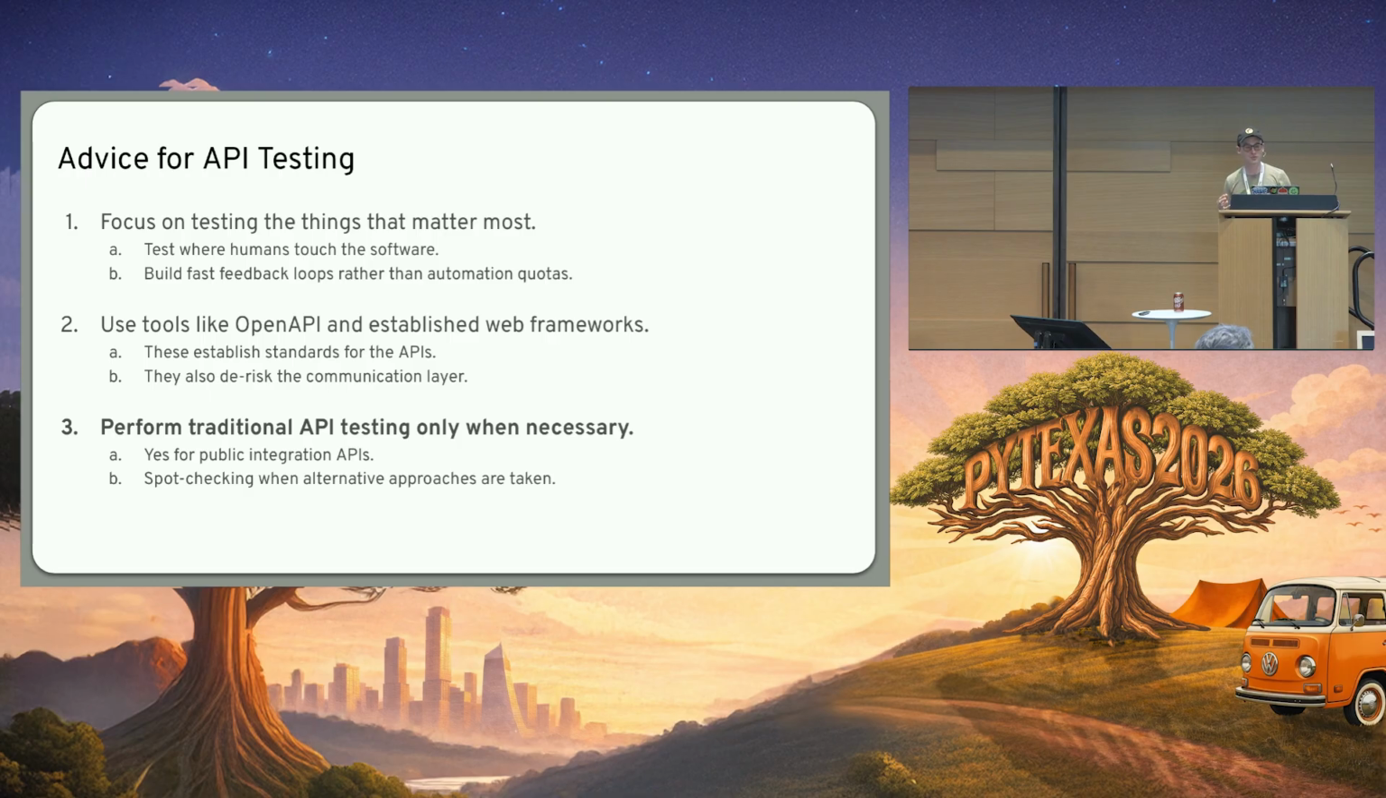And three, perform traditional API testing only when most necessary. If you're doing like public integration APIs, yeah, you probably still want to do the traditional thing there. But if you're doing more internal kind of stuff, I would recommend, hey, maybe consider some handler unit tests. Maybe consider contract testing. Maybe consider you don't need any of it and the UI test is good enough. And maybe some spot checking of APIs directly could still be valuable, right?